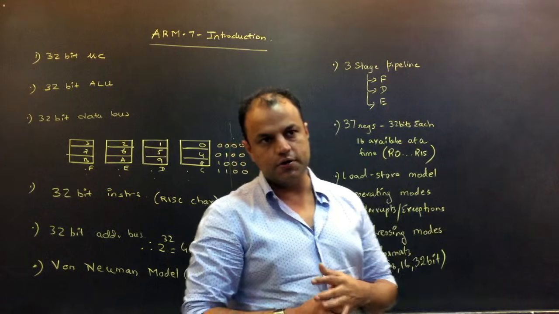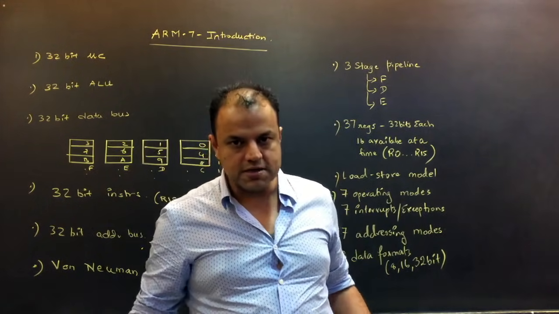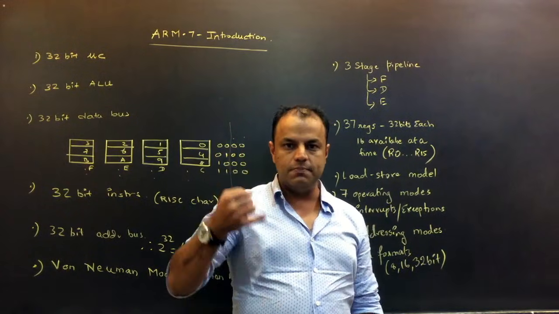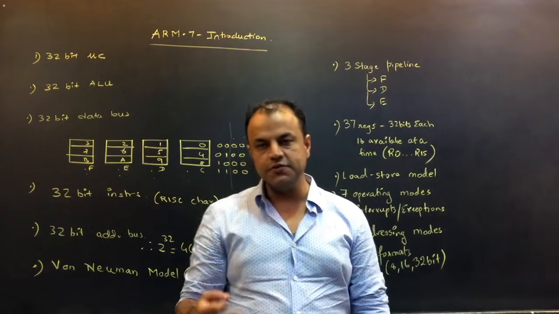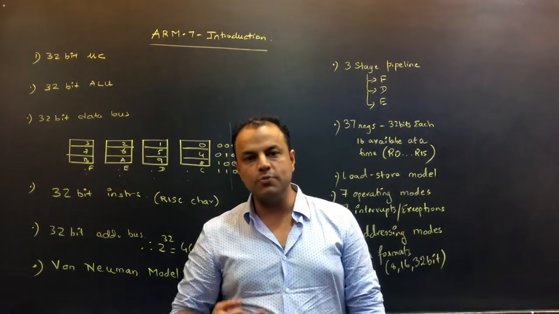I said ARM is a 32-bit processor, so it works on 32-bit numbers. But every number doesn't have to be 32-bit. Numbers can be smaller. So ARM works on 8-bit, 16-bit and 32-bit numbers. 8-bit numbers are called byte, 16-bit is called half word and 32-bit is called word.